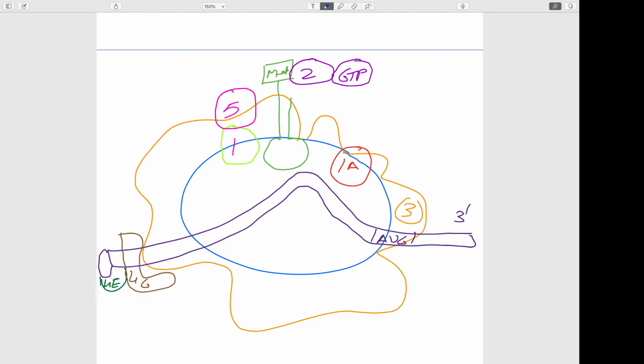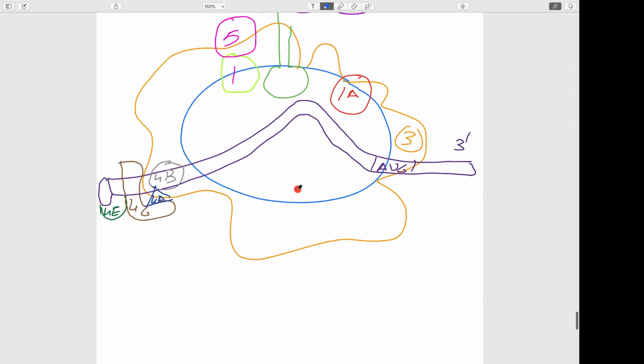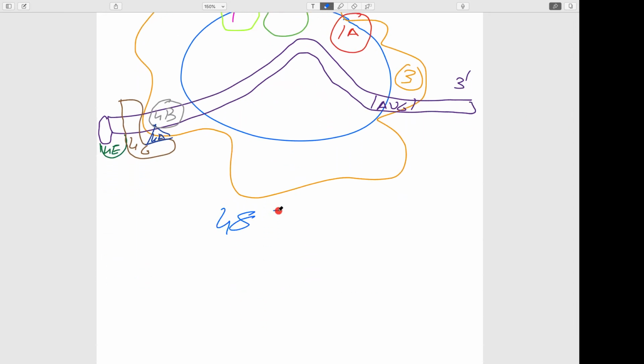Then there is the presence of 4G. Then there is 4A. Okay, then here it is 4B. So this entire molecule, this entire diagram, this structure, what we say, complex, we call it 48S PIC, pre-initiation complex.